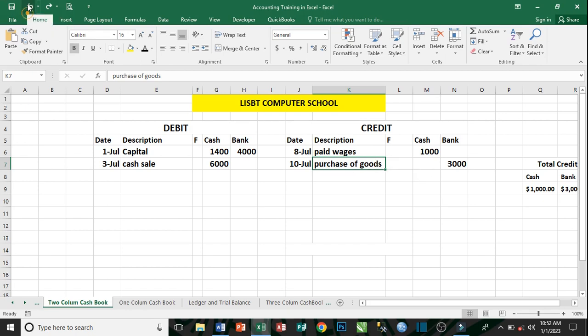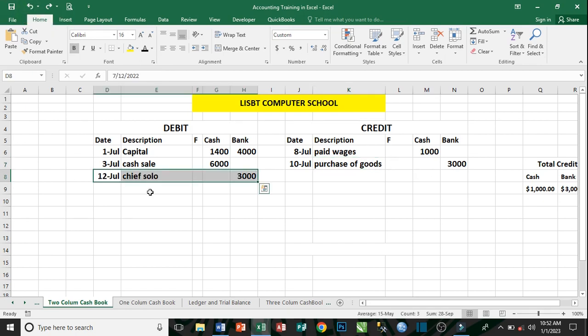So we have another one here again. July 12, received from Chisolo by check. That means money came to our account. That's why you record that money on the debit side. The money came to our account. See it? Chisolo.